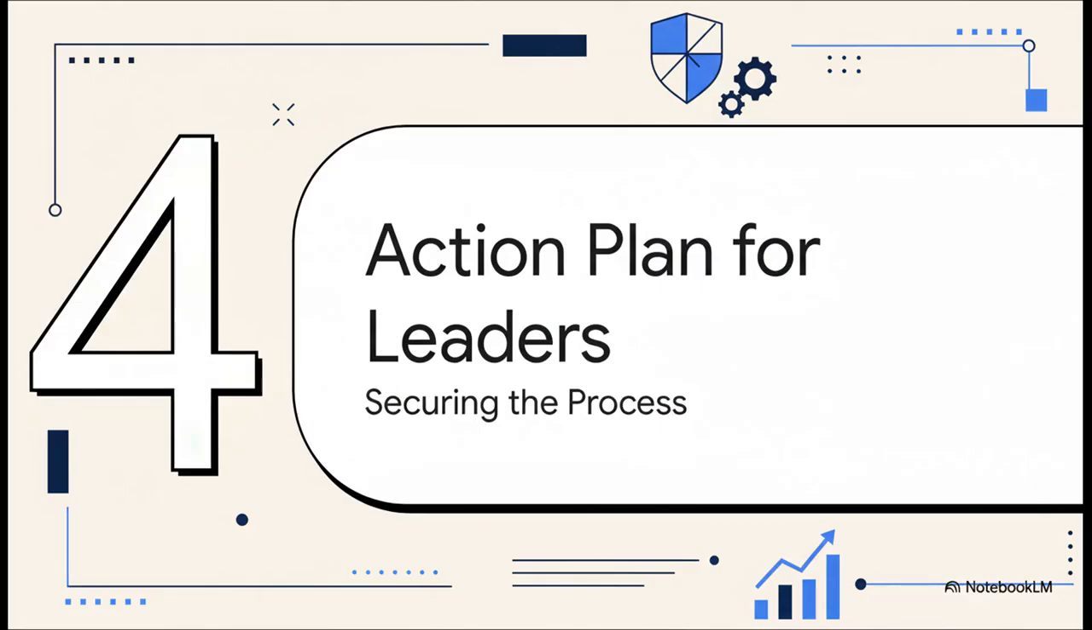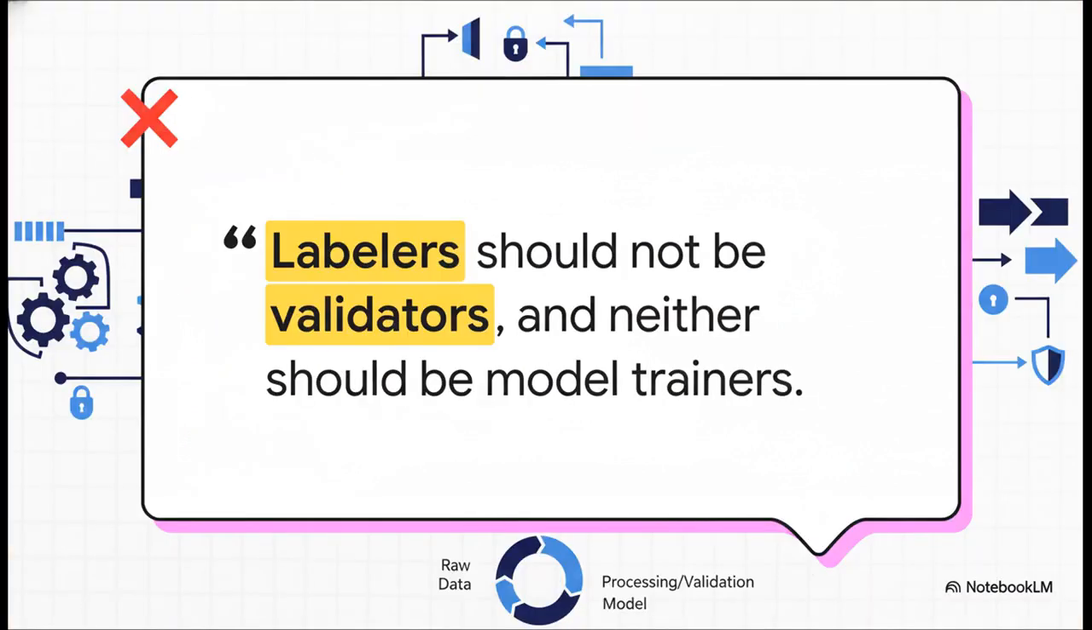And that brings us to our final section, the action plan for leaders. This is about stepping back from the specific techniques and thinking about how to secure the entire process from a governance standpoint. I love this quote because it hits on a core security principle: separation of duties. This shouldn't be seen as just a best practice. It's a non-negotiable security control. It means that no single person or compromised account can take data from its raw form all the way to a production model. You're building breaks in the attack chain.